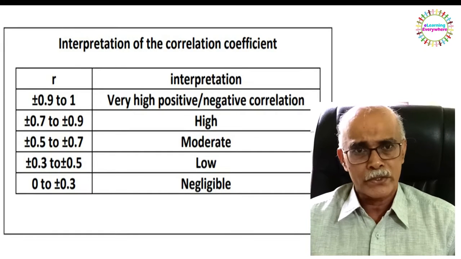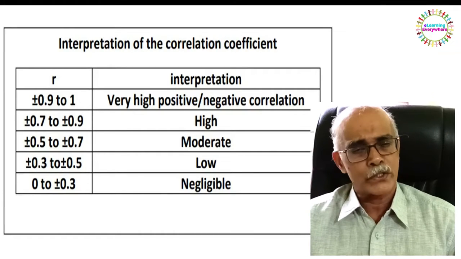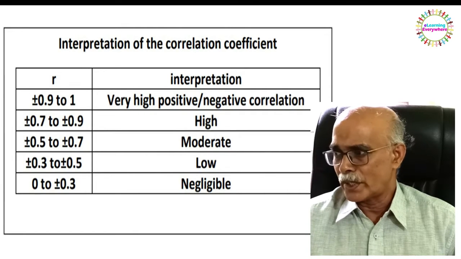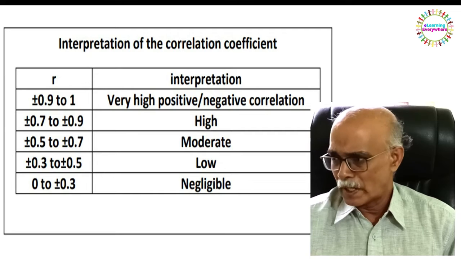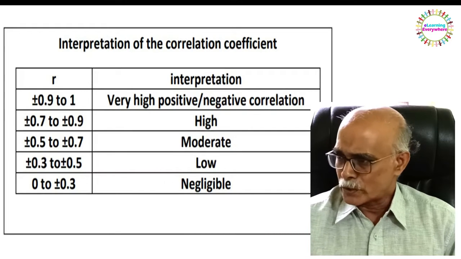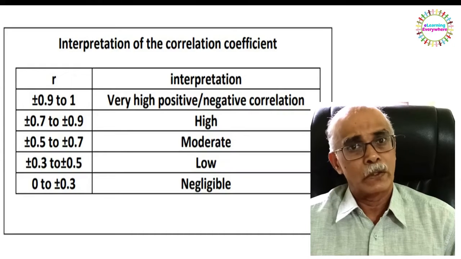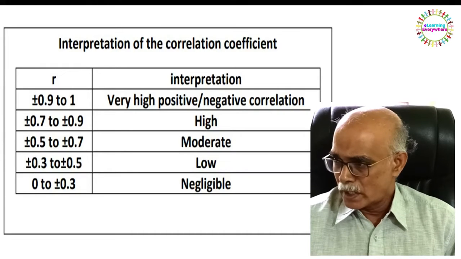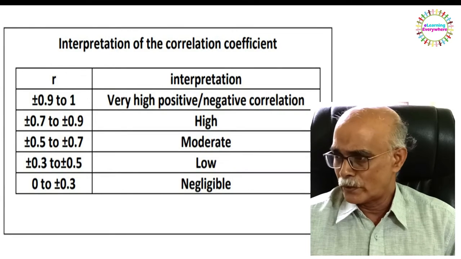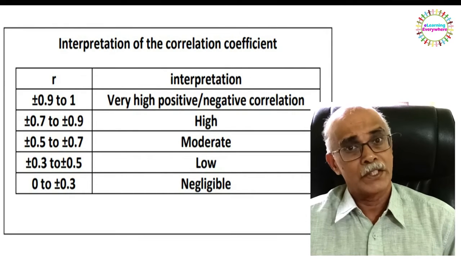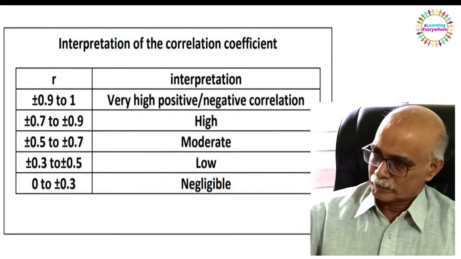If it is plus or minus 0.5 to plus or minus 0.7, it is usually called moderate positive or negative correlation. When it is plus or minus 0.3 to plus or minus 0.5, we say that there is low correlation between the two variables. And when it is between 0 and plus or minus 0.3, we say that there is only negligible correlation. That's the general way of interpreting correlation based on the correlation coefficient.